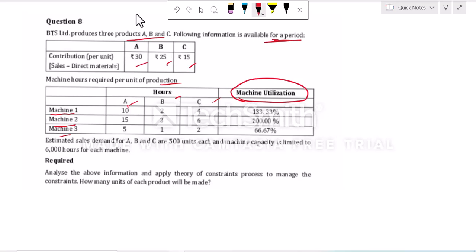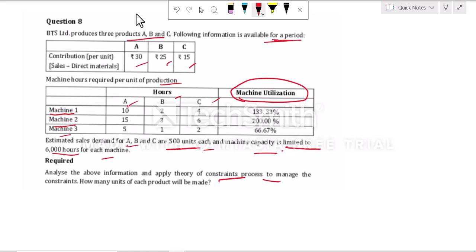Estimated sales demand for A, B, C is 500 units each, and machine capacity is limited to 6000 hours per machine. Analyze the above information and apply the theory of constraints process to manage the constraints. How many units of each product will be made?